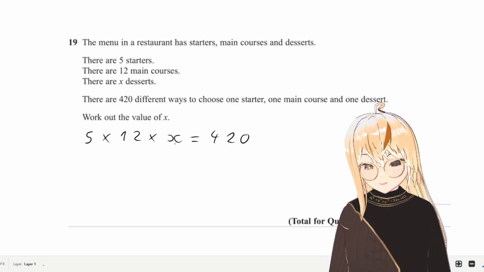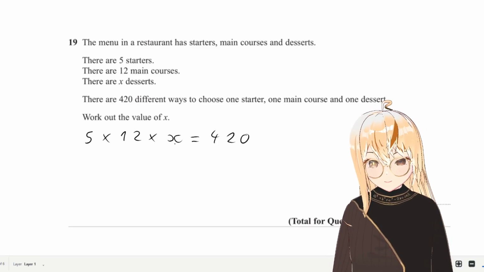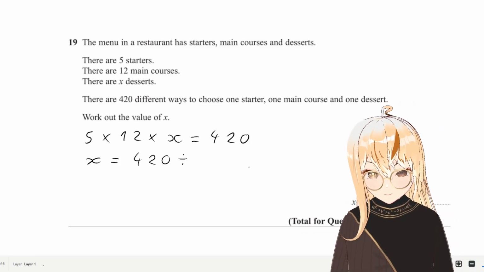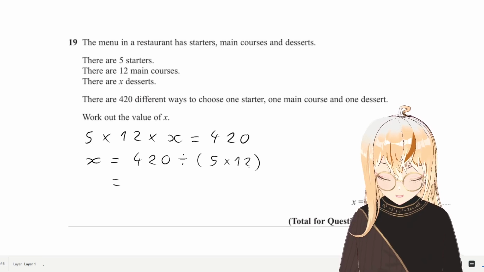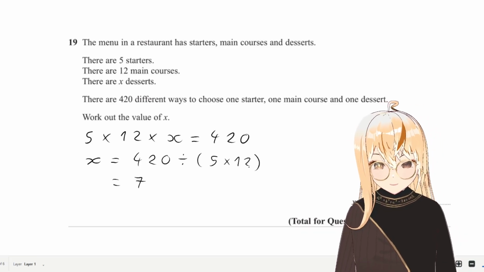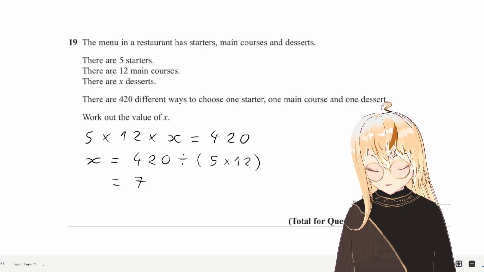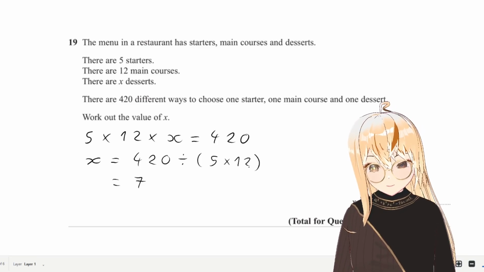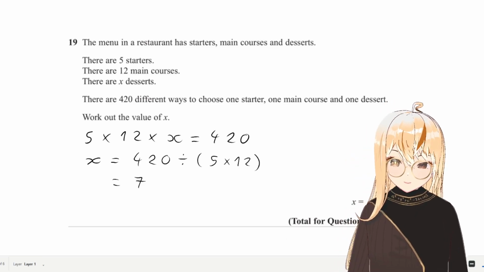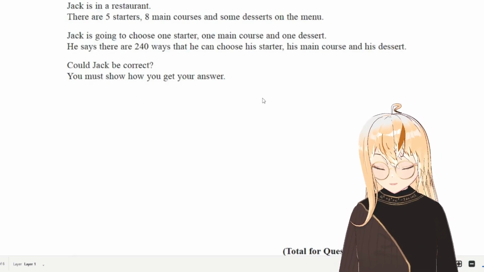So all you have to do is just divide 420 by 5 and then divide it by 12, which is equal to 7. So there must be 7 desserts. Now if I just put that into my calculator, 5 times 12 times 7, you get 420. Alright, 2 marks. Okay, next one.